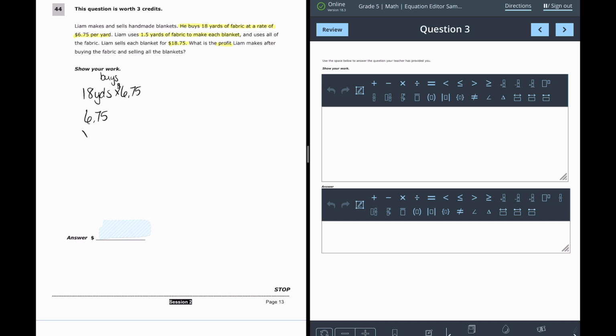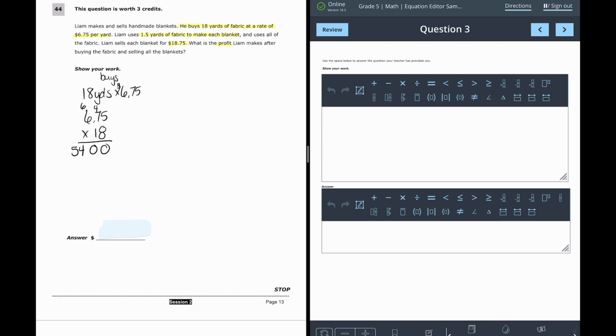$6.75 times 18. And take your time. This is when you're going to be the most tired, so this is where you have to be the most disciplined to make yourself slow down instead of rushing to get it over with. 8 times 5 is 40. 7 times 8 is 56 plus 4 is 60. 6 times 8 is 48 plus 6 is 54.